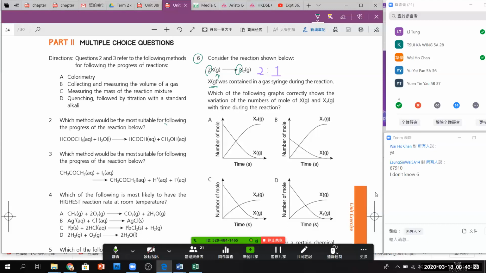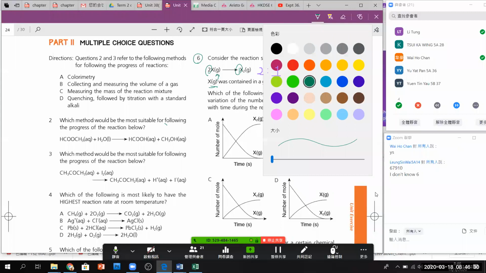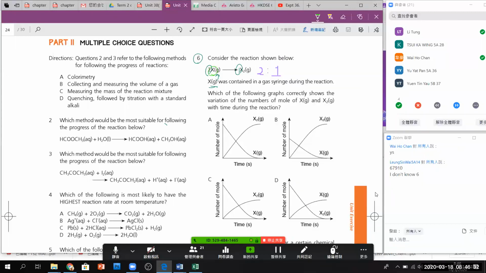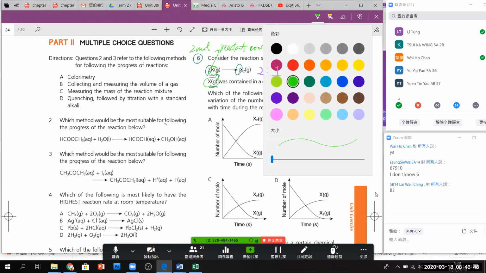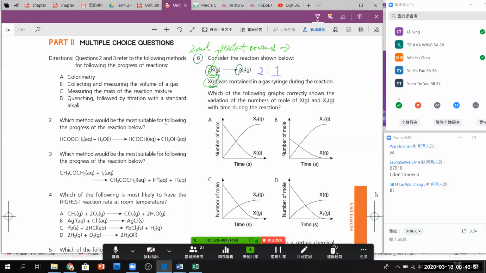With no numbers here, you are going to consider the moles. We have 2 chemicals. One is X. What is X? It is a reactant. So we have 2 moles of reactant to be consumed. What will happen? They will have 1 mole of X2, 1 mole of product to be formed.